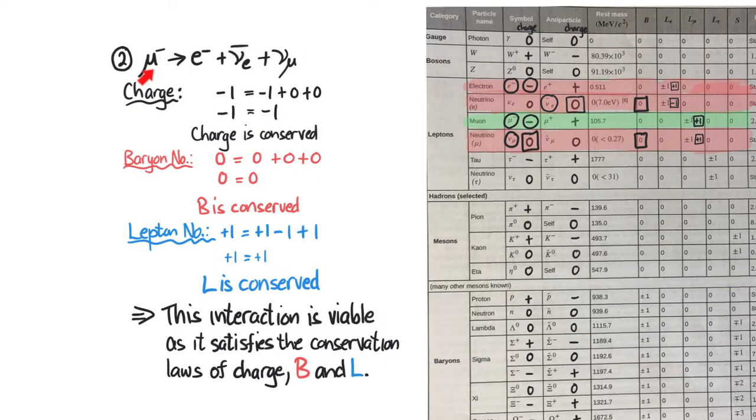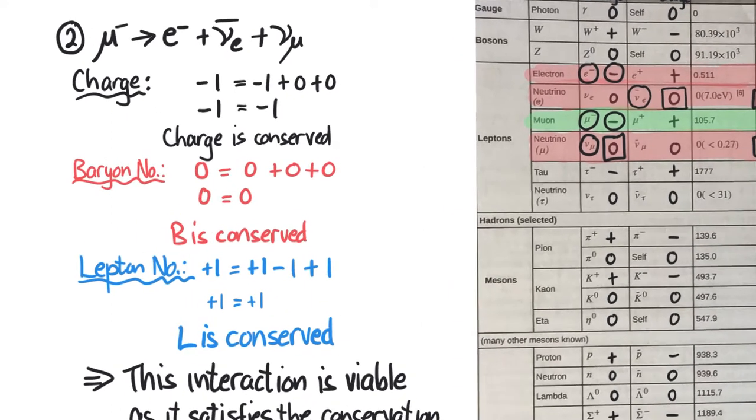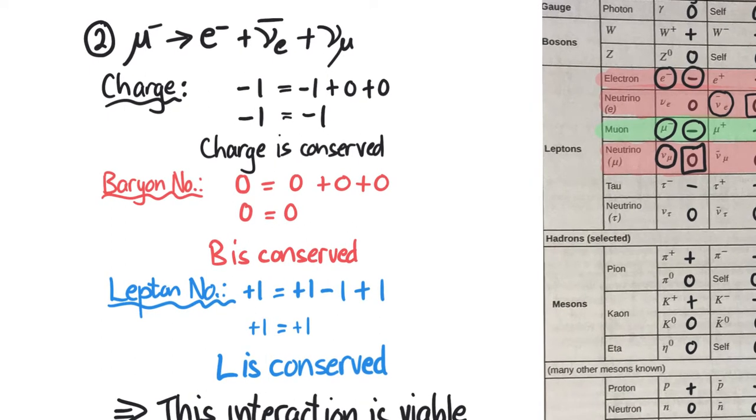In this interaction, a muon is proposed to change into an electron, an anti-electron neutrino, plus a muon neutrino. So looking at the charge, we see that the muon has a -1 charge, the electron has a -1 charge, and the neutrinos and antineutrinos have a 0 charge, and therefore we can see that charge is conserved because the left-hand side is -1 and the right-hand side is -1.